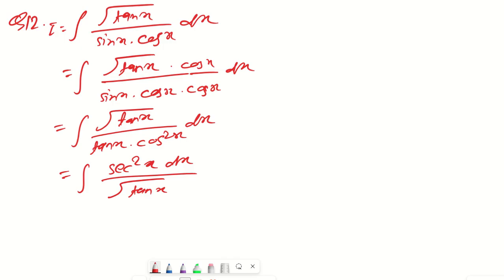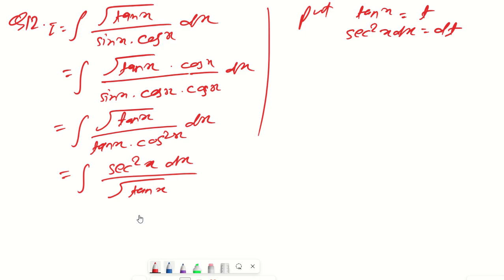You already know that differentiation of tan x is sec square x, so this is how the substitution will be very easy. So let us put tan x is equal to t. Then what will happen? Differentiation of tan x is sec square x dx is equal to dt. By putting that value, we are going to get integration of dt divided by square root of t. So this square root of t is going to be t to the power minus 1 by 2, and then minus 1 by 2 plus 1, you will do all those things.